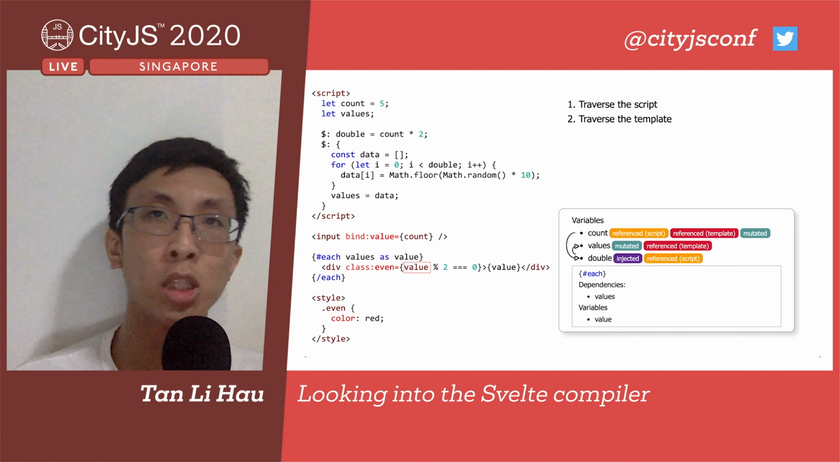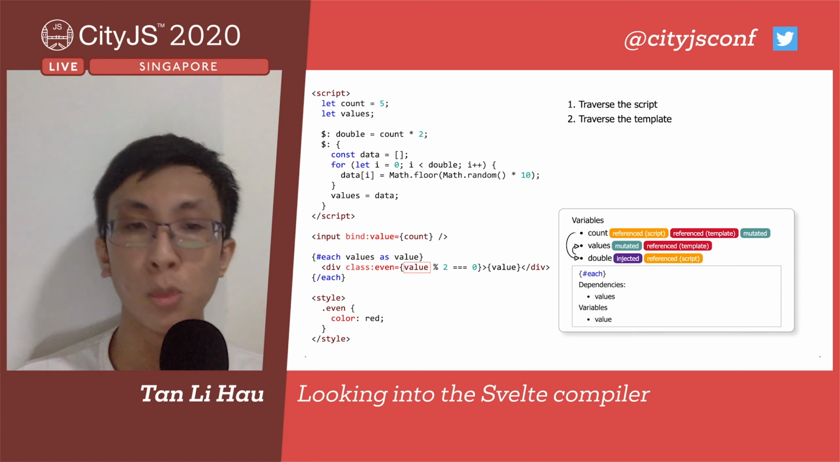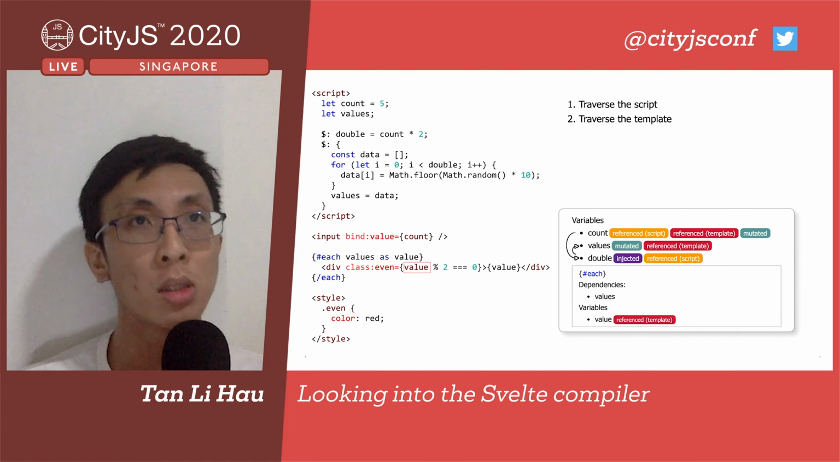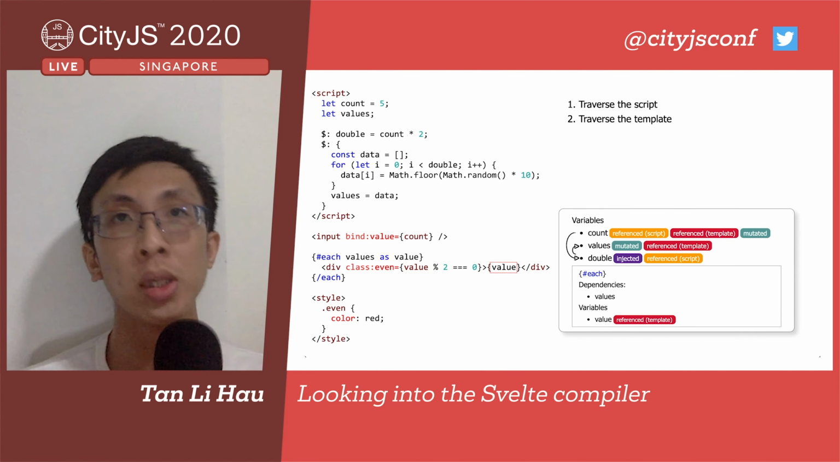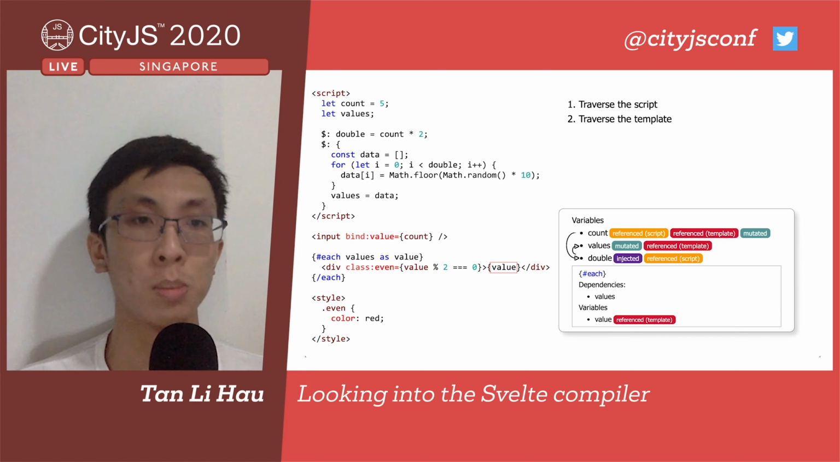Next, we move into the each block and the div element. Here we mark value as reference from a template. Here we encounter value again, and we have reached the end of the template.